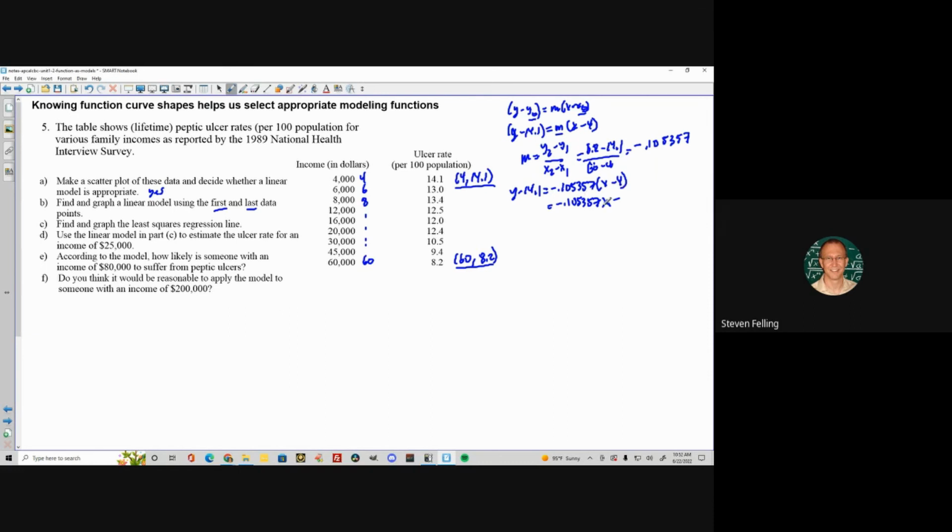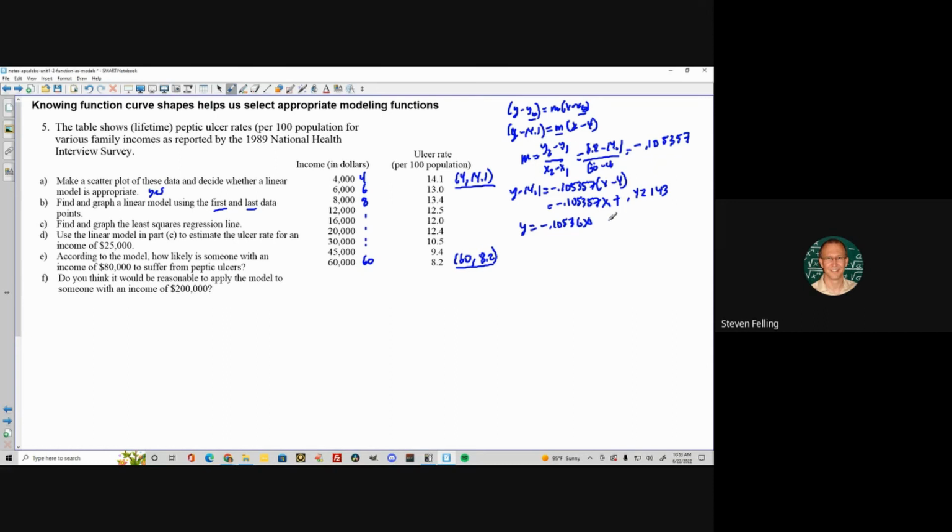I get that this is positive 0.42143 about. And so then if I add the 14.1 to the other side, I get negative 0.10536. I'll just abbreviate it there. And then this number, that should be plus this, right? Yeah, plus. And then I'm going to add on 14.1.